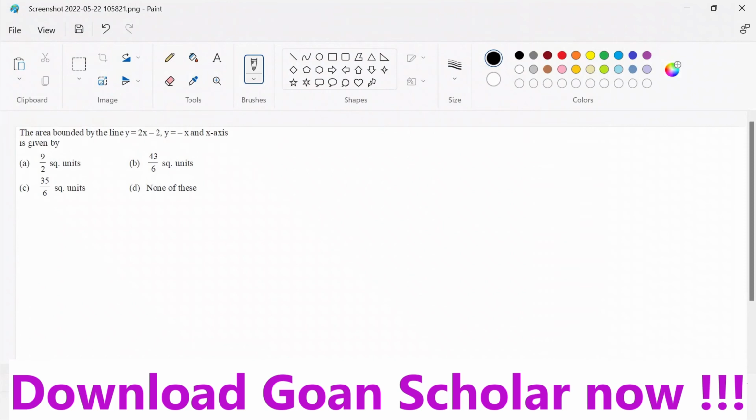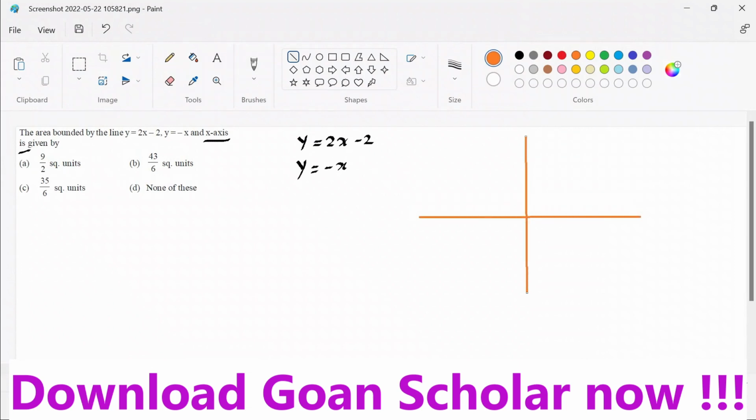First equation here is y equals 2x minus 2. Second is y equals minus x, and the x-axis, which means only the first quadrant they are dealing with, or maybe the second also, because the equation is minus x. So let's see here: y equals 2x minus 2 and y equals minus x.